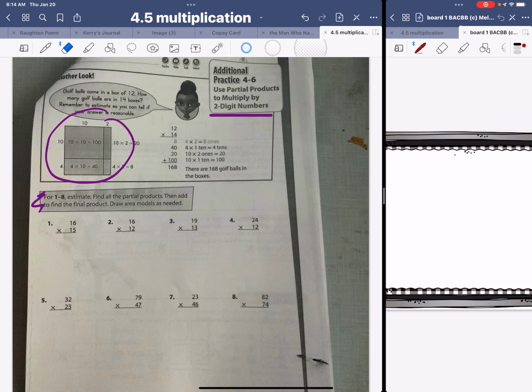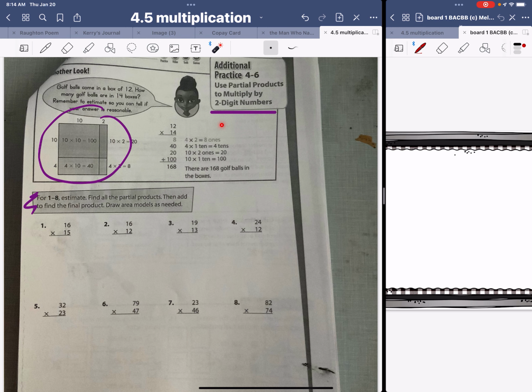Excuse me. So, where's my pointer? There it is. All right, so we're going to look right here, this part right up here. So we've got 12 times 14.